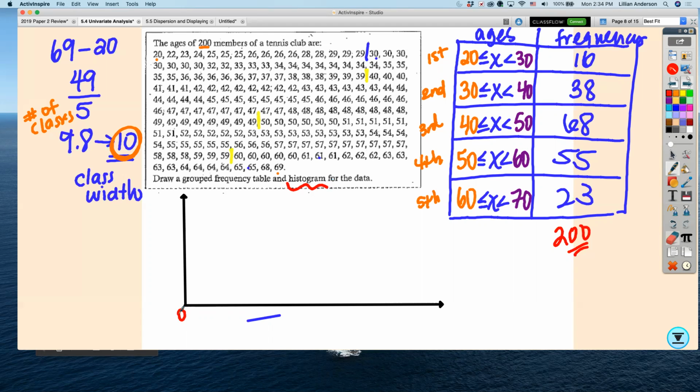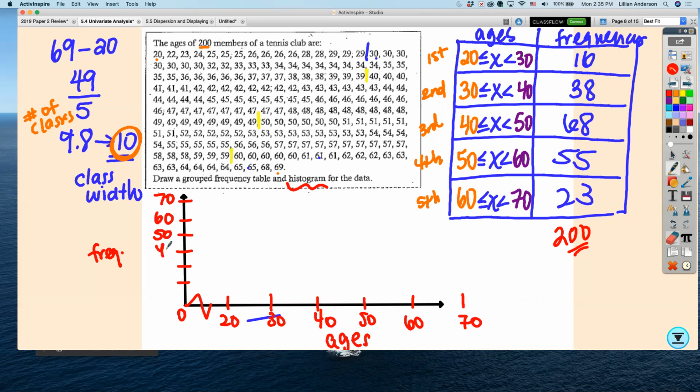So again, I start at 0. My first age isn't until 20, so I'm going to include a break. And I'm going to go from 20, 30, 40. I keep my scale consistent. And then, of course, you always label. So ages is my x-axis, frequency is my y-axis. I'm going to go by tens on my y-axis. The scale does not have to be the same for the x and the y-axis, but it does have to be consistent. So I went by tens on my x-axis, tens on my y-axis.